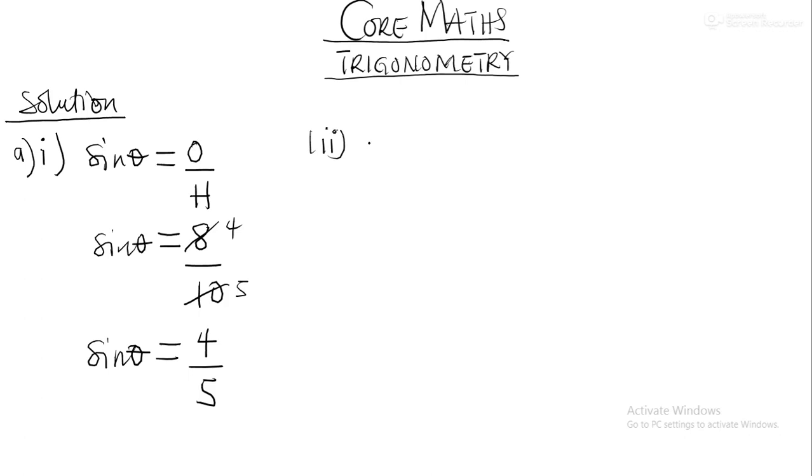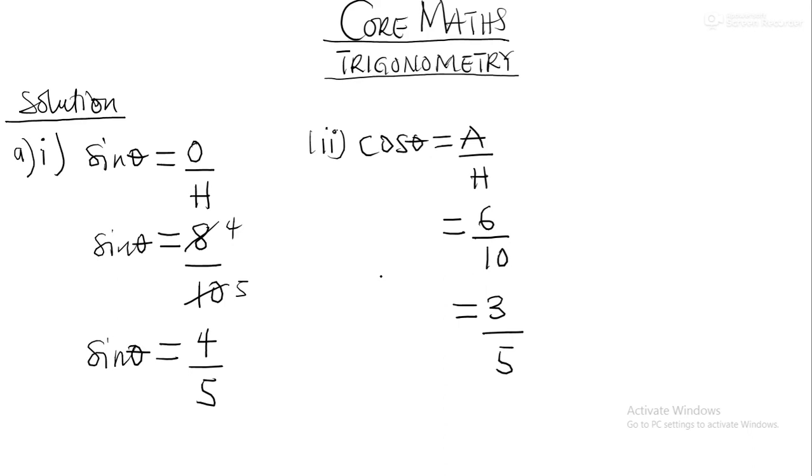So with II, we have to find cos theta. So cos theta is what? Adjacent over hypotenuse. So from the diagram, our adjacent is what? It is 6. And then our hypotenuse is what? It is 10. So this one too can be simplified further. Okay, 2 goes here, 3, 2 goes here, 5. So we are going to have 3 over 5. So our cos theta is equal to what? 3 over 5. And then finally, III.